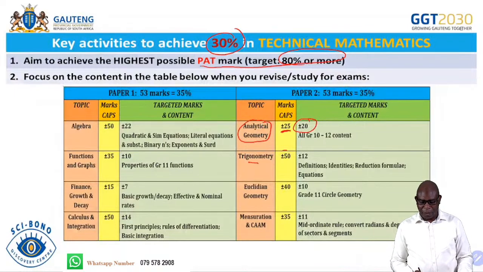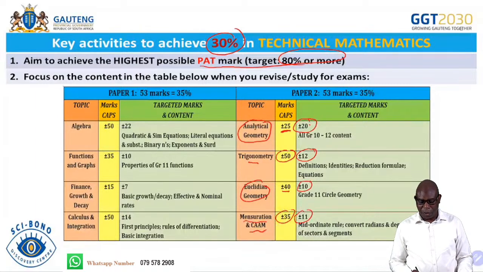In trigonometry, out of 50 marks, we are targeting about 12 marks, and really we can get up to 20 marks out of this trigonometry. We'll show you how when I do the activities. Euclidean geometry is 40, but we are only targeting 10, and I'll show you how we're going to get the 10. In mensuration and circles, angles, and angular movement, it's 35 marks in the paper, plus minus. We are only targeting 11.